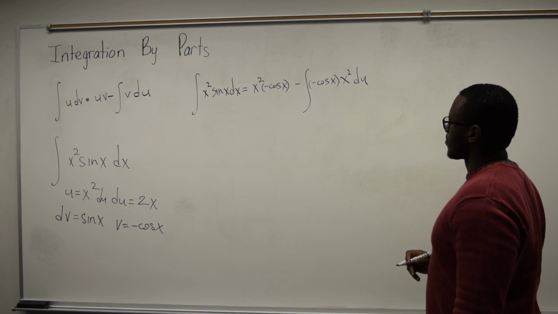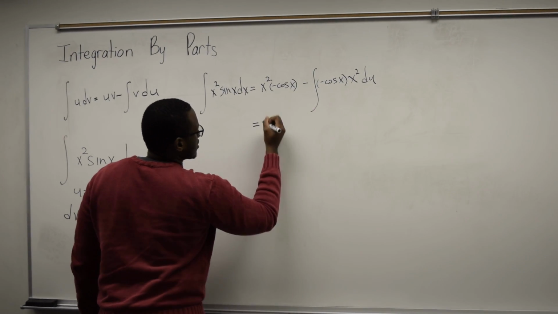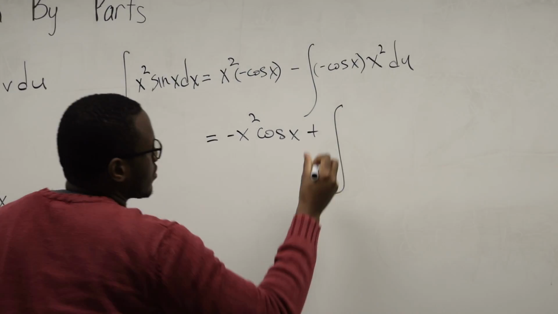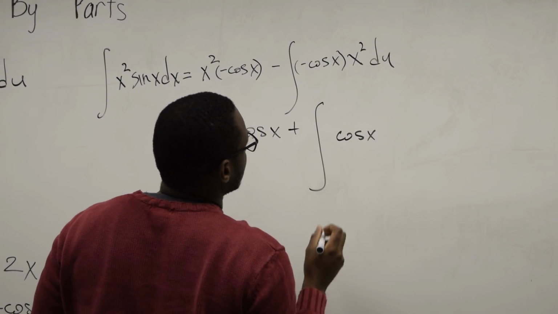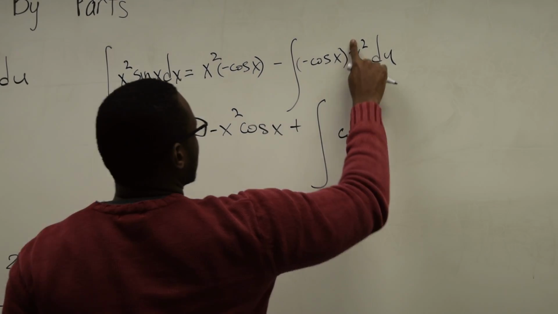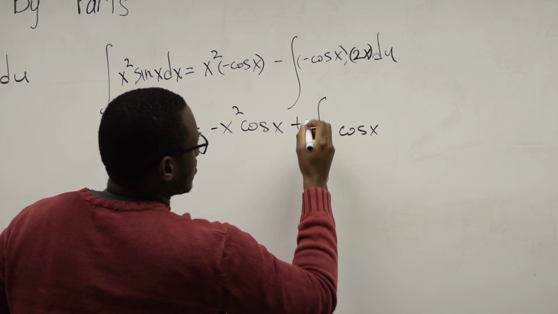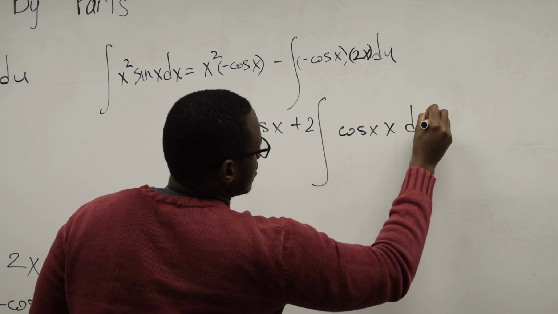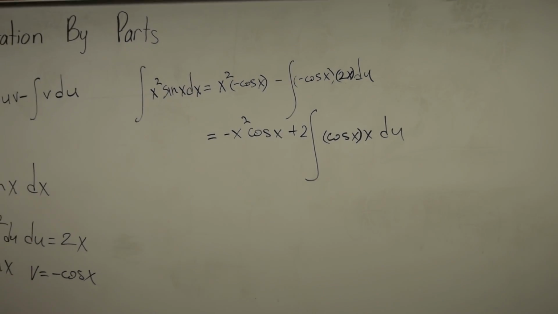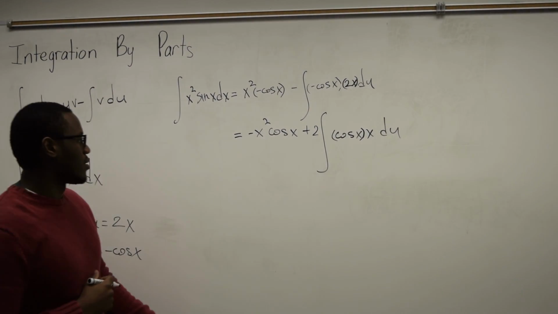And now you have this expression. I'm going to rewrite a few things to make it look a bit neater. Let's say this is equal to negative x squared cosine of x plus the integral of cosine of x. Actually, one moment. This is a mistake. This should be a 2x, plus the integral of 2x cosine of x dx. Okay. That is correct. Now we have this expression right here.